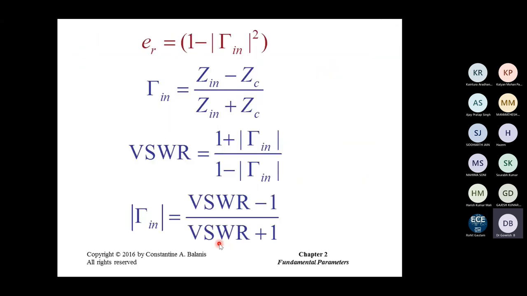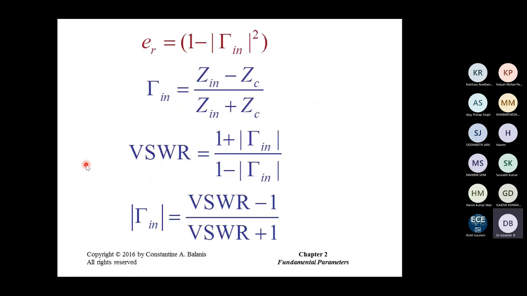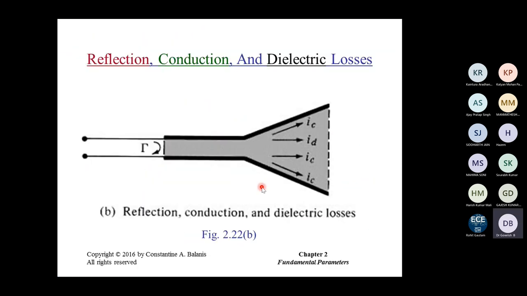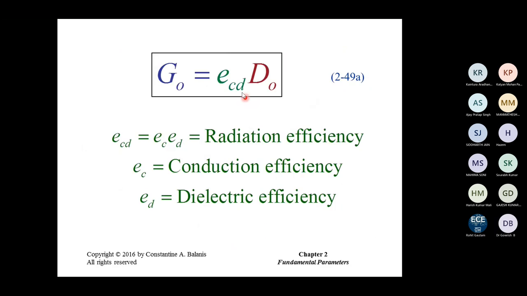That makes sense, right? Because from here you are moving to this reference, and the efficiency that is accounted for is the radiation efficiency, not the reflection efficiency. To account for reflection efficiency, you have to move here. That will be the realized gain, basically. Keep this diagram in your mind so it becomes very clear. So the gain is radiation efficiency times directivity. I would like to reemphasize once again that the gain is radiation efficiency times directivity.